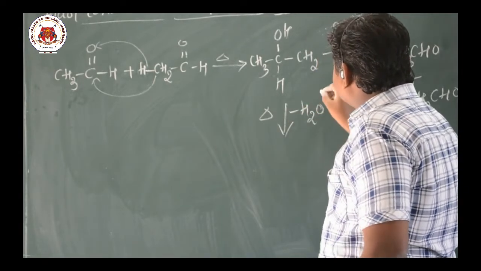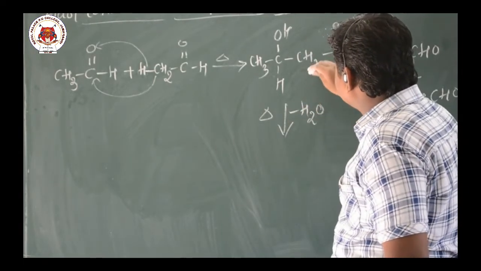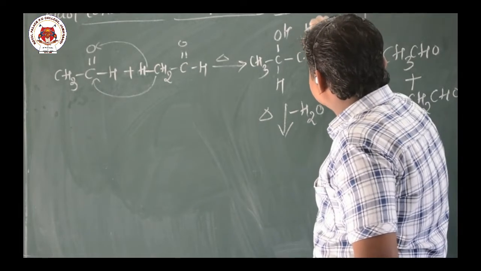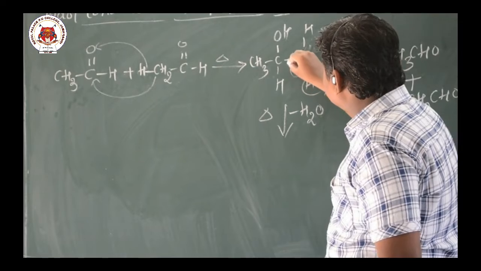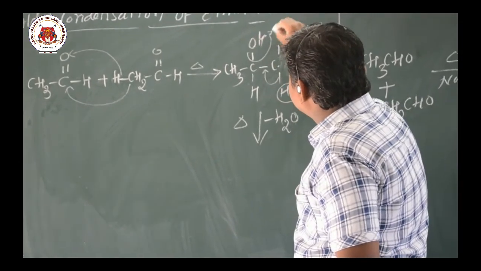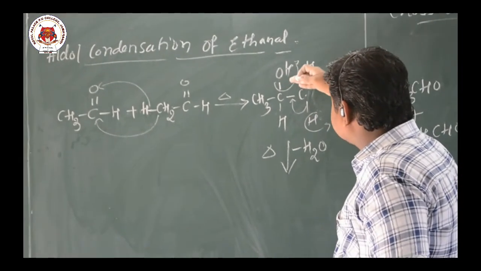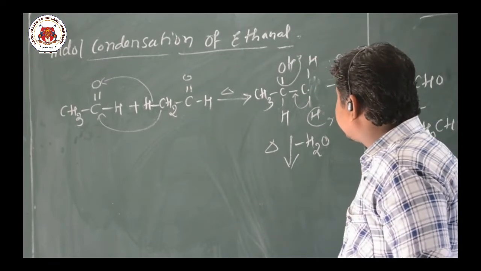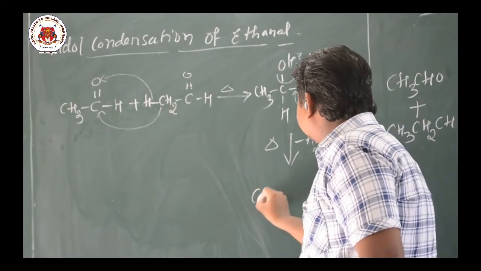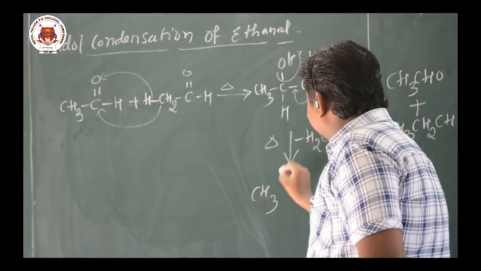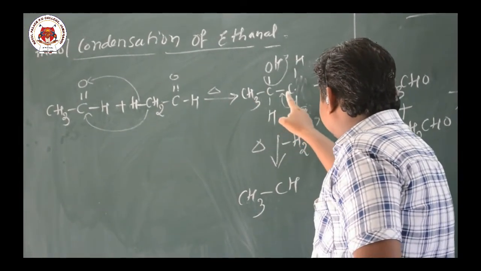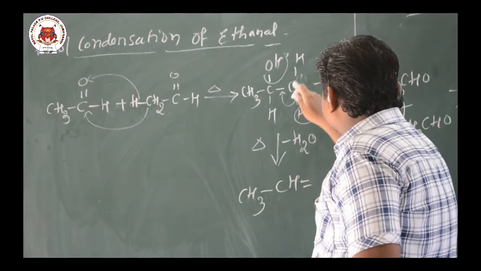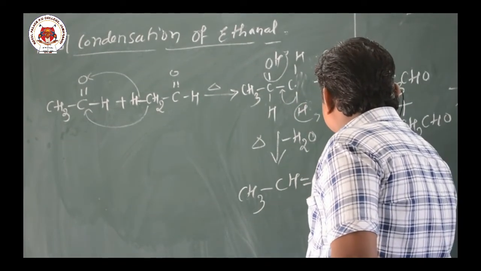So again I will write here one of the hydrogen atoms, CH2, I will write like this only. So here one of the hydrogens is eliminated as H plus, and this bond will shift here, and this OH is eliminated as OH minus. Now the compound is CH3 single bond CH double bond CH, then C double bond OH.